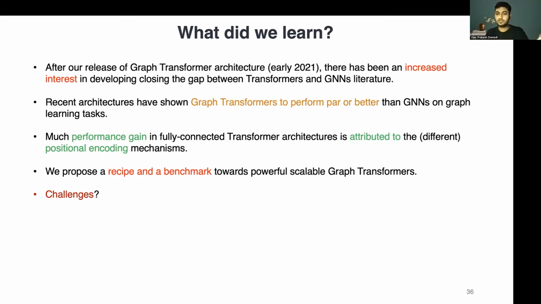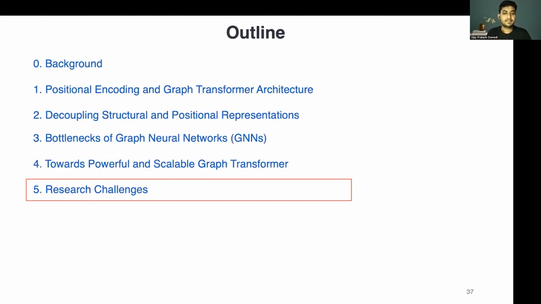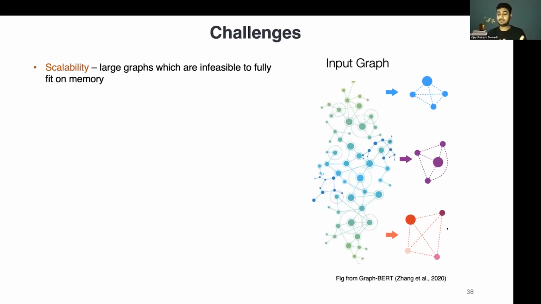So to conclude, what are some of the challenges and what are some of the research directions in this topic? First is the question of scalability. There are still very large graphs which we are unable to deal with, and sometimes sampling and subgraphing are being done. So this is an open area: how can we do transformers on large graphs which are infeasible to fully fit in memory?